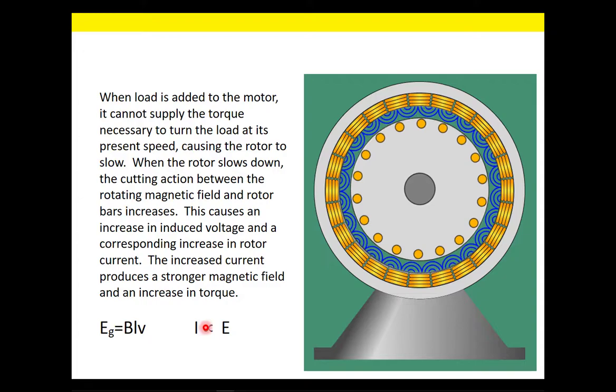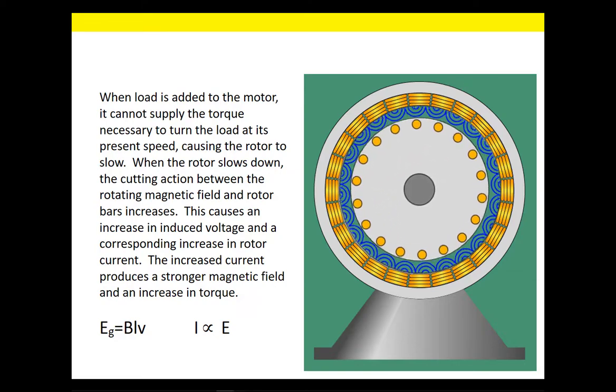Now, the generated voltage is increased across our rotor bars. That means the current going through the rotor bars will go up. And when we have current increase in a conductor, the magnetic field around the conductor increases.